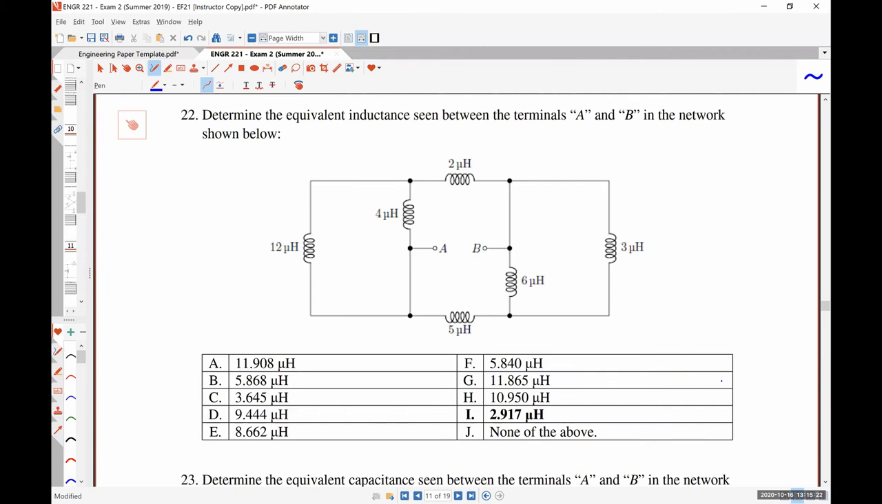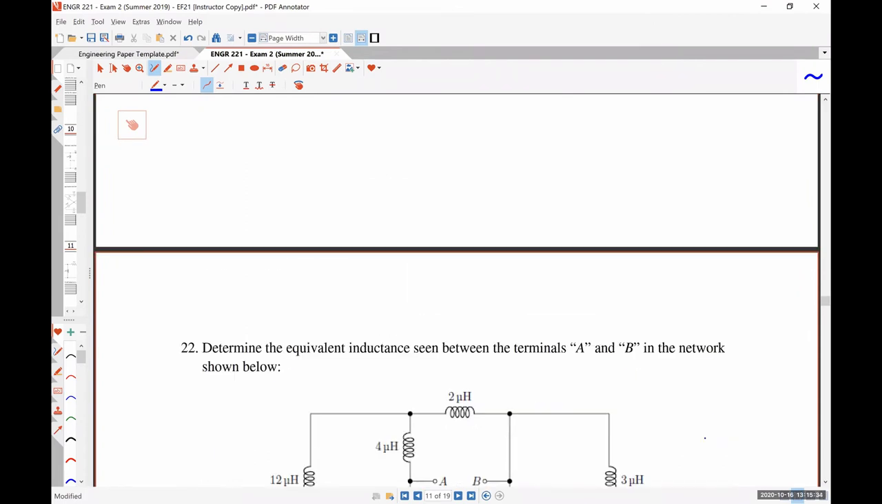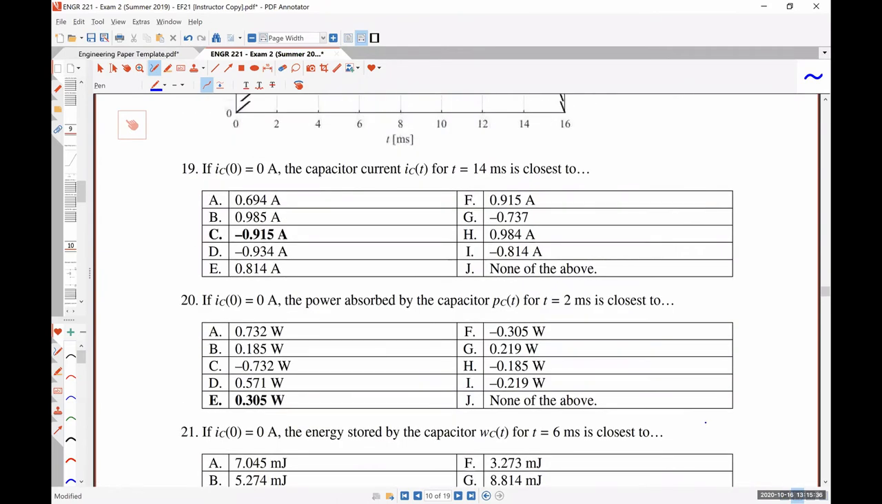inductors in series, I'd like resistors in series. Inductors in parallel, I'd like resistors in parallel. Capacitors in series, I'd like resistors in parallel. Capacitors in parallel, I'd like resistors in series. This should be a throwaway problem if it shows up.